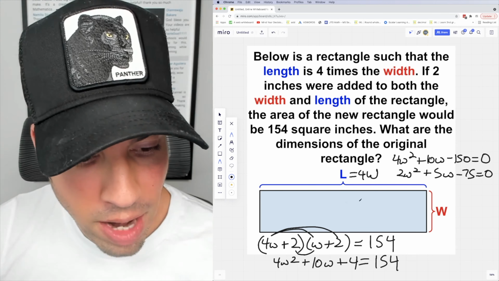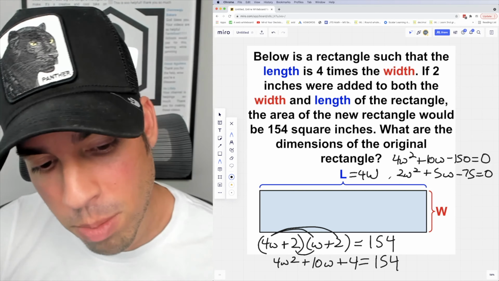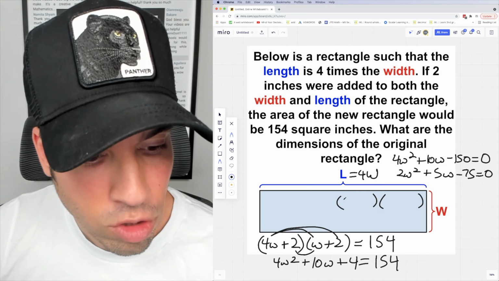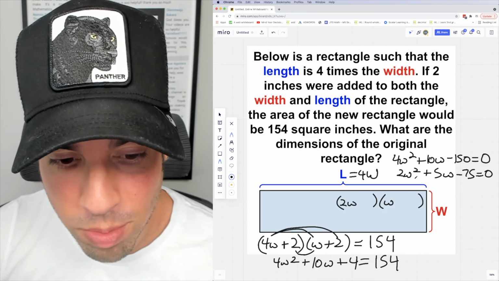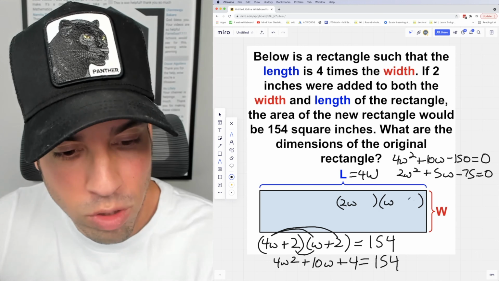Now we're going to do a little bit of factoring. And this is complicated factoring because we have a coefficient in front of the leading term, but I'm going to show you how to do it. So then we have 2w and w, because 2w times w gives me 2w squared. Now the question is what goes here and here.